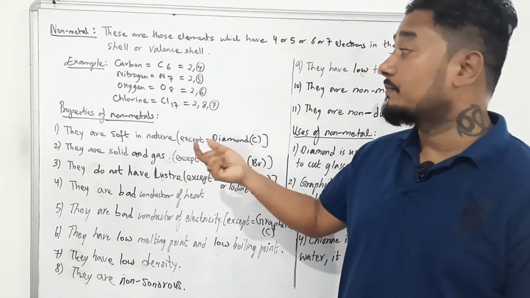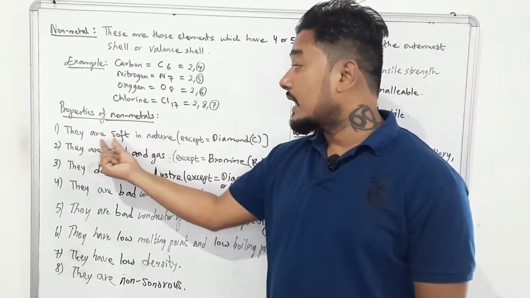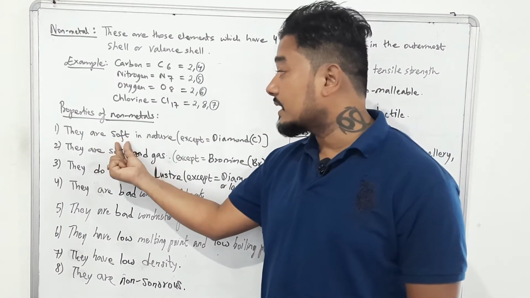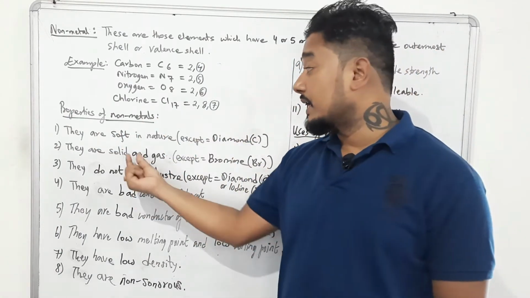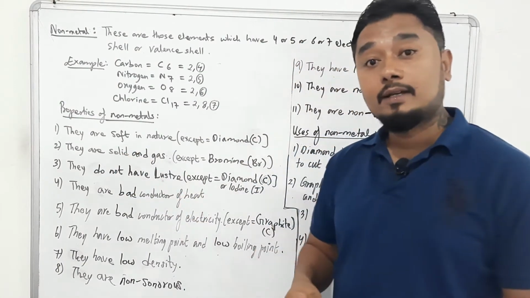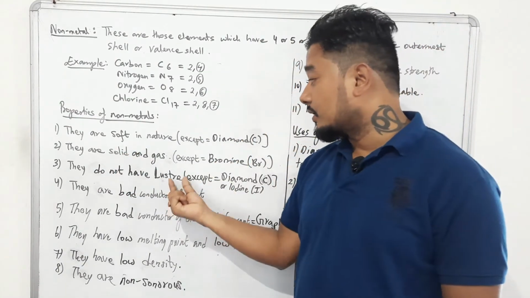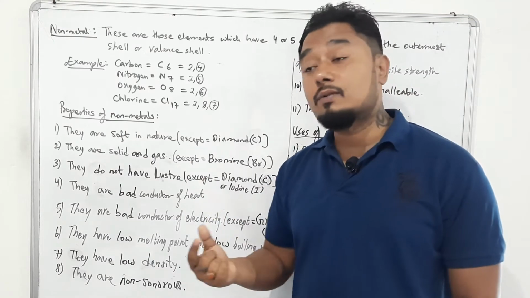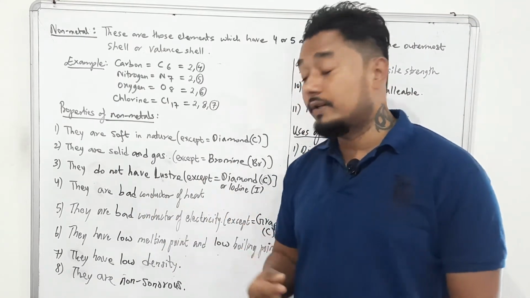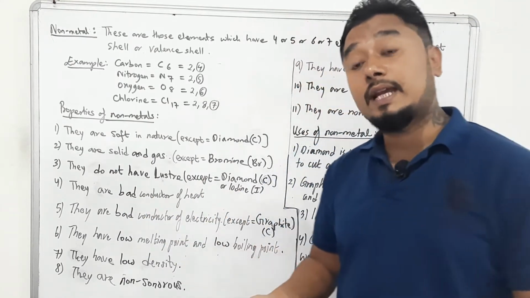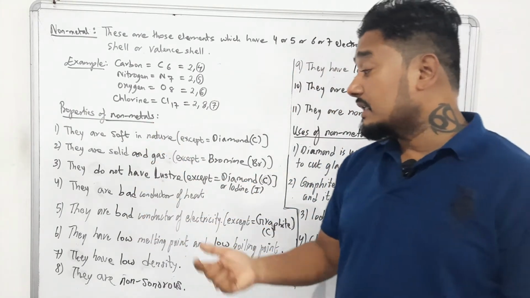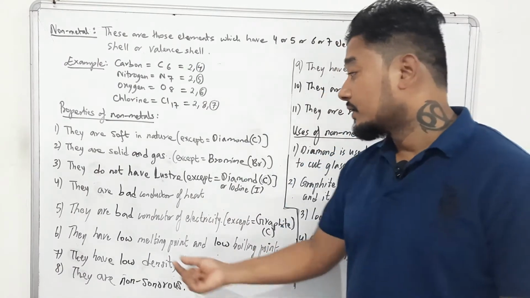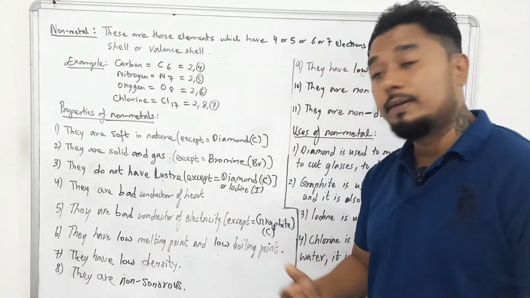What I said in the case of properties of metals: they are hard, but non-metals are soft. Just opposite. Metals I wrote are solid, but non-metals are solid or gas. Metals have luster, non-metals don't have luster. Metals are good conductors of heat, but non-metals are bad conductors of heat, opposite. Metals are good conductors of electricity, non-metals are bad conductors of electricity, again opposite. Metals have high melting point and boiling point, non-metals have low melting point and low boiling point, again opposite.